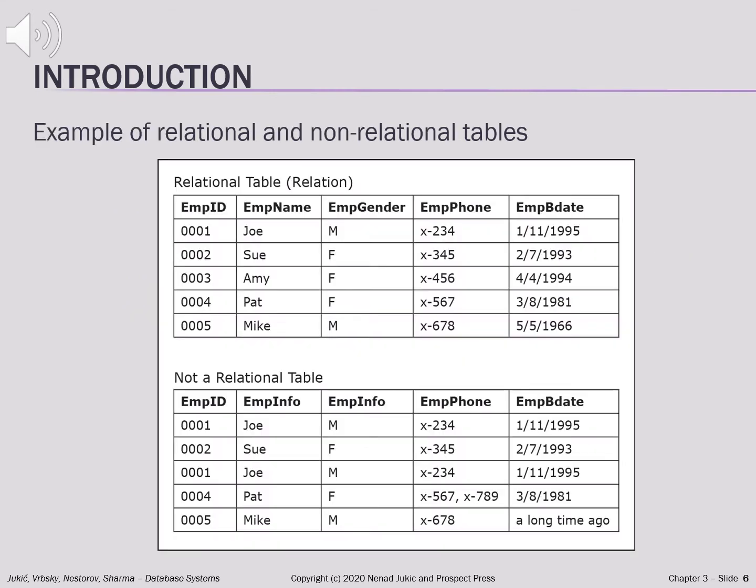Here we see an example of a relational table and of a table that is not a relational table. As an exercise, in the bottom table, identify every instance of non-compliance with the relational table rules we just introduced. These instances are listed on page 64.